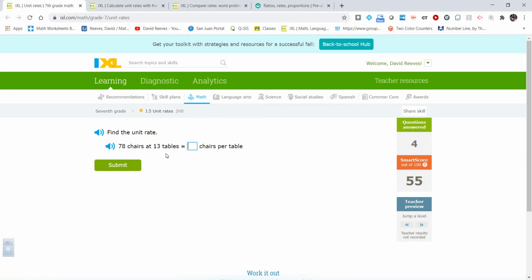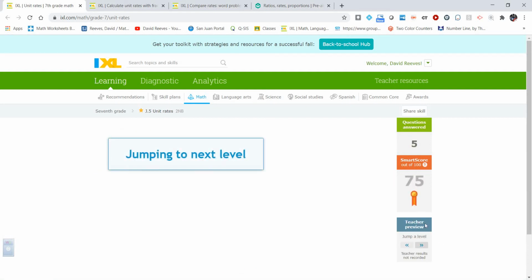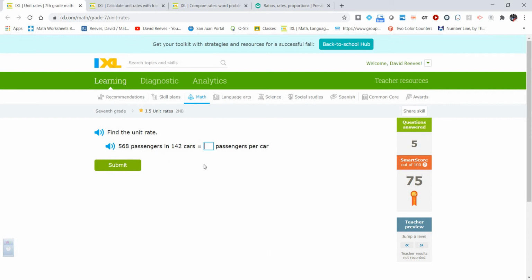Okay, 78 divided by 13. Can you do this one, Mr. Reeves? Let's see. 13 and 13 is 26. 13 times 4 is 52. So we need a couple more. So how about 6? Yeah, there we go. All right, so I think the numbers are just going to get more challenging as we go up, but it's always going to be taking the first one divided by the second one, and that will give you the unit rate because that will make that second number 1, right? Because what's 142 divided by 142? It's 1, right?